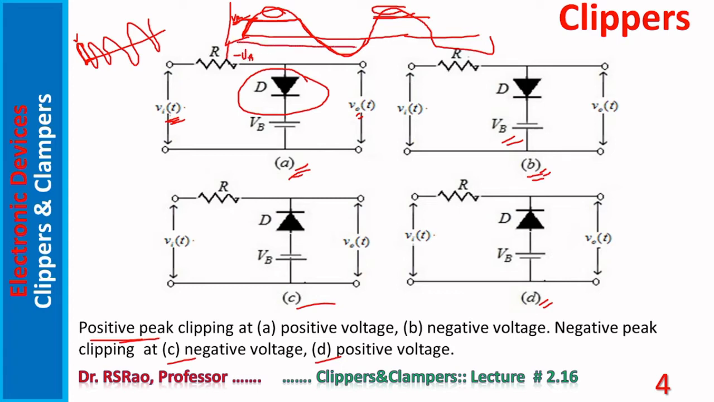So, major portion of the input waveform gets clipped away. In C, negative peaks are clipped away. In D, negative portion is clipped away, but clipping starts at a positive voltage. Therefore, major portion of the waveform is clipped away.